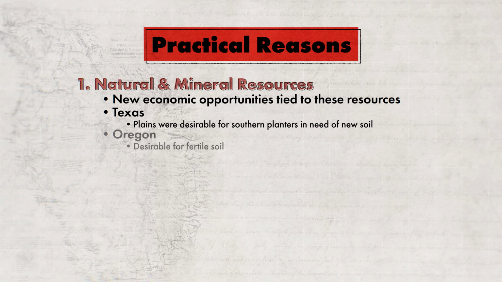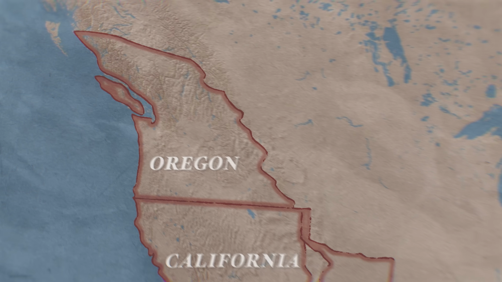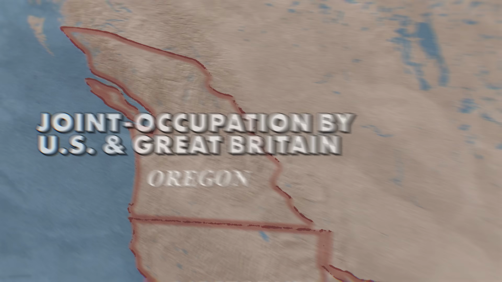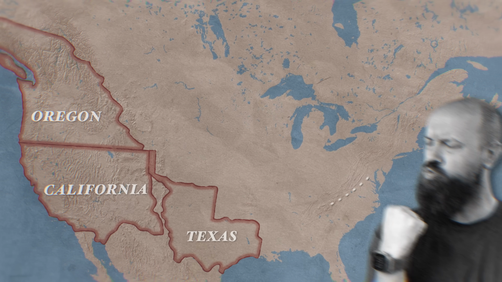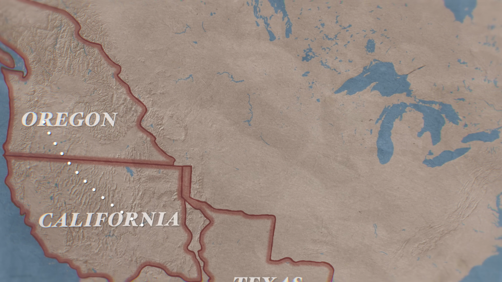Okay, second, the Oregon Territory was highly desirable for its fertile soil as well. Now, as a result of a treaty signed in 1818, this massive swath of land was jointly occupied by the U.S. and Great Britain. But during this period, the Americans manifested their destiny all over this territory by migrating and settling there in far greater numbers than did the British.